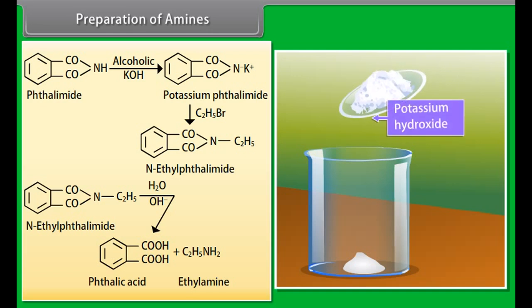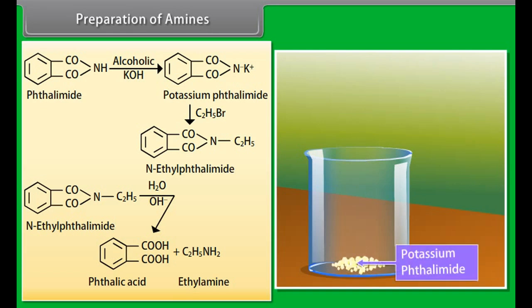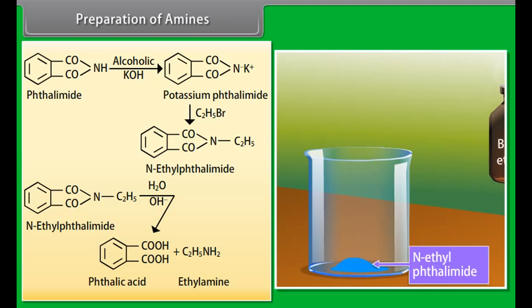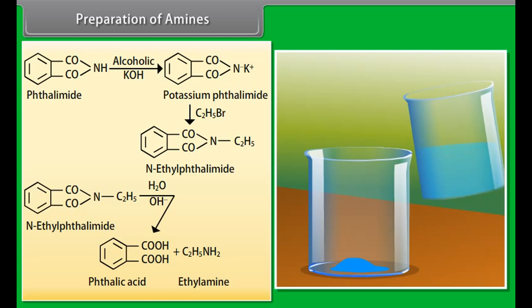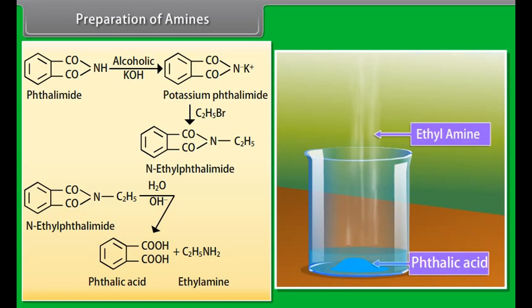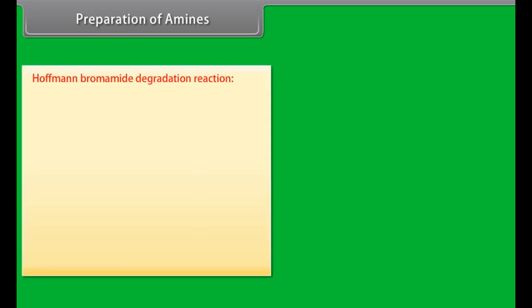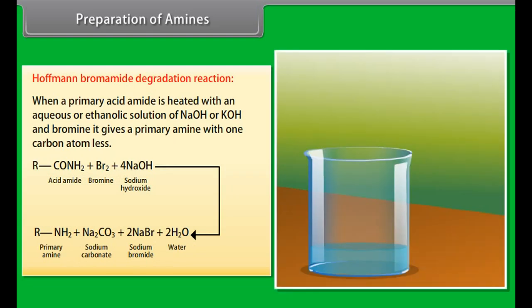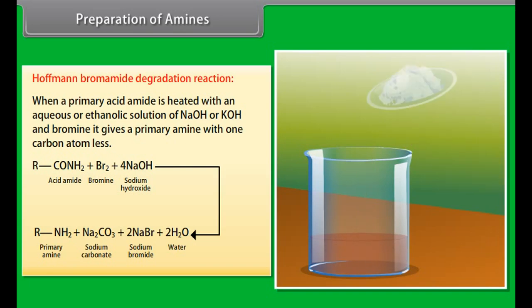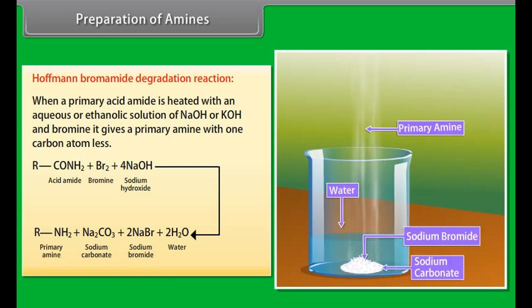Phthalimide reacts with alcoholic KOH to get potassium phthalimide, which reacts with bromoethane to form N-ethyl phthalimide, which on basic hydrolysis gives ethylamine and phthalic acid. Hofmann bromamide degradation reaction. When a primary acid amide is heated with an aqueous or ethanolic solution of NaOH or KOH and bromine, it gives a primary amine with one carbon atom less.